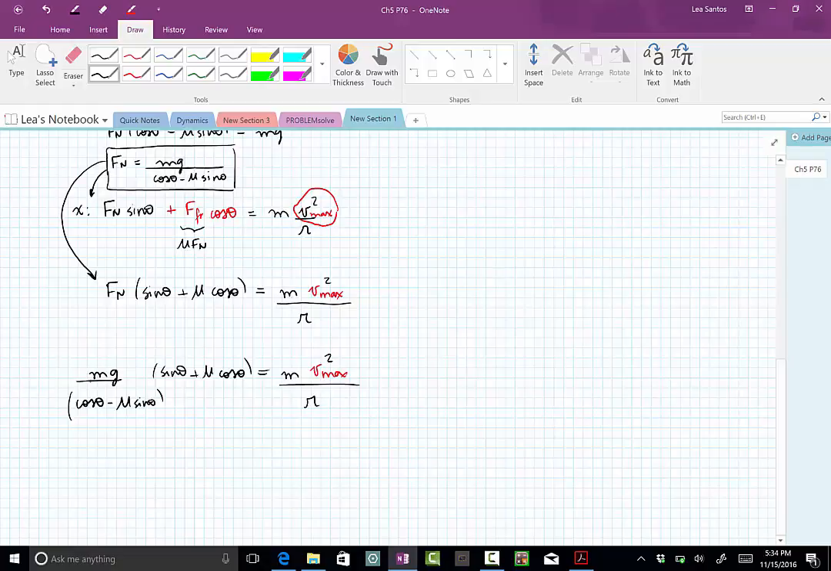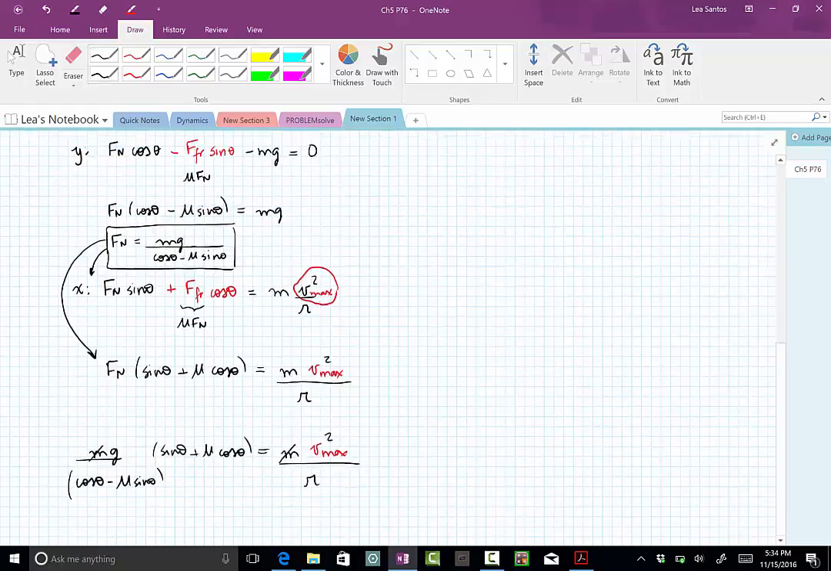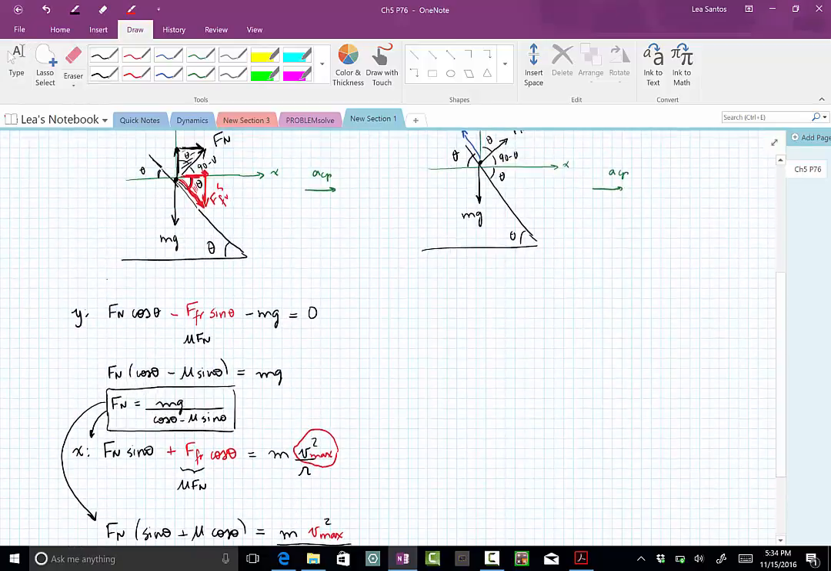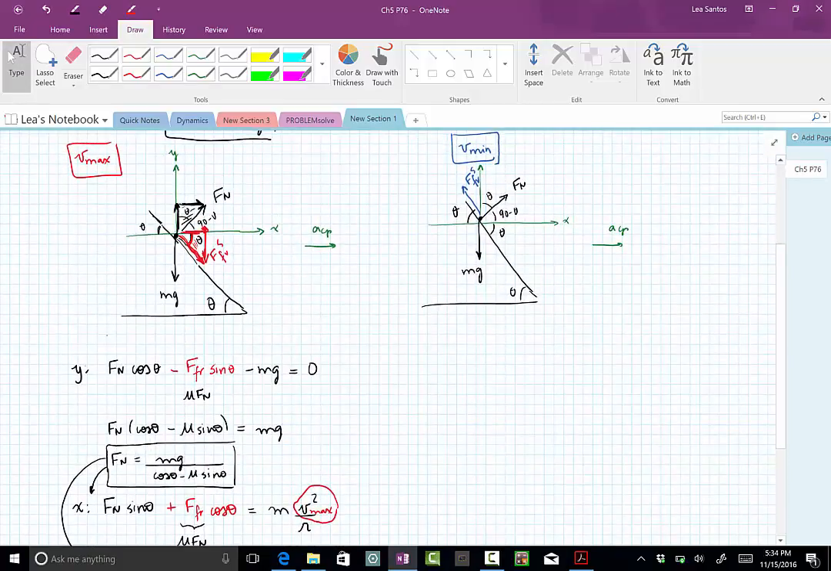But do not worry, because the mass here cancels. So everything else that you have in this equation now is numbers that you have. So you just enter these numbers and find the Vmax. Okay, once you found the Vmax, let's go to the other side of this problem, which is to find the V minimum, the minimum speed.